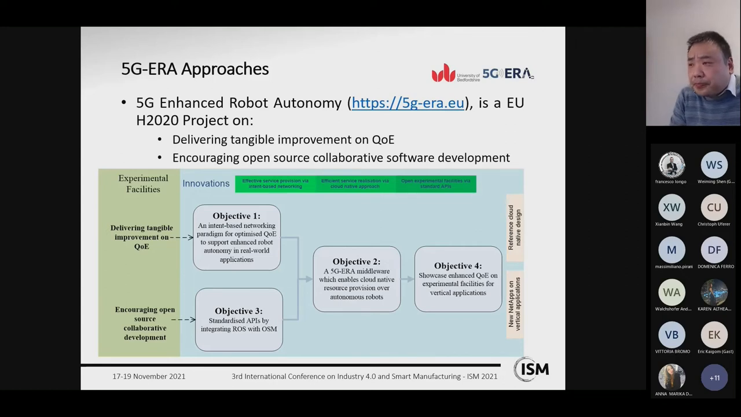In this project, what we are trying to do is build middleware called 5G-ERA middleware to enable intent-based networking, standardized API, and cloud-native resource provision. And eventually, we can showcase that 5G or the emerging 6G technology is not just making the connectivity, but actually helping the real deployment to improve the quality of experience in the vertical sector.